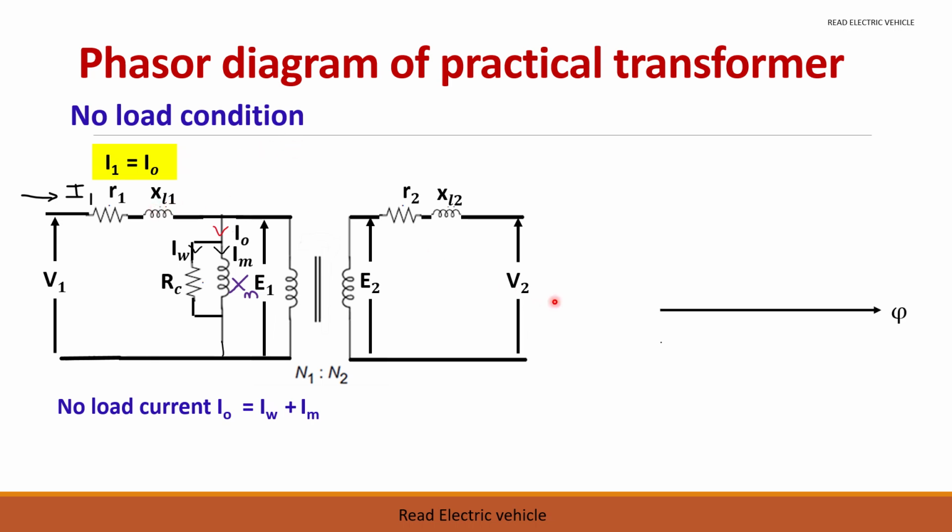So flux is taken as the reference because it is a constant. The flux will be lagging the supply voltage by 90 degree. So all these things we have already seen in the previous videos. So V1 is here and flux is lagging by 90 degree, or the magnetizing current will be along the flux. And E1 and E2 will be in antiphase with V1, and the magnitude of these voltages depends upon the turns ratio.